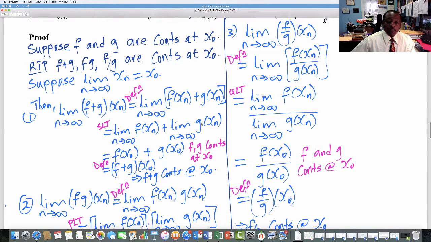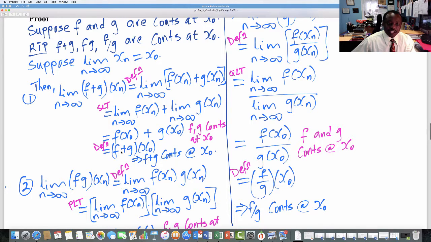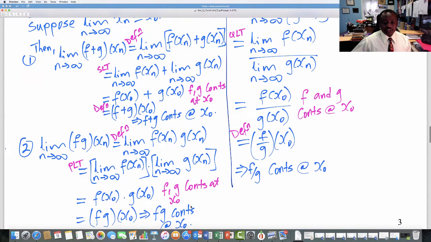But f and g are both continuous at the point x0. Therefore, the limit as n approaches infinity of f(xn) is f(x0), and the limit as n approaches infinity of g(xn) is g(x0). Again, by definition of addition, this will be (f plus g)(x0). So we have shown that (f plus g)(xn) converges to (f plus g)(x0), and therefore we can conclude that the function f plus g is continuous at the point x0. Beautiful. Secondly, the limit as n approaches infinity of f(xn) times g(xn), and by the product limit theorem, that is the limit as n approaches infinity of f(xn) times the limit as n approaches infinity of g(xn).